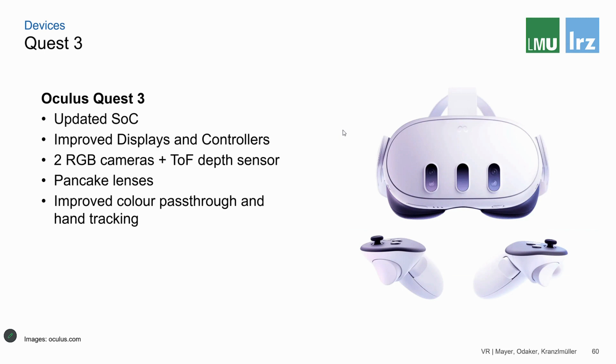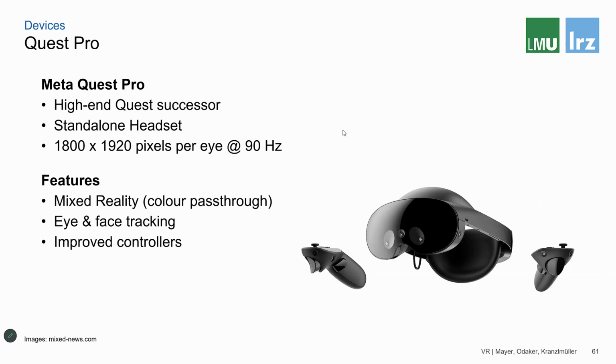And then they have one other device in their current lineup, after the Quest 3, and that is the Quest Pro, which is actually older than the Quest 3. So that was released about a year ago. Quest 3 was released this year. So the Quest Pro is considered to be the high-end successor to the Quest. It is also a standalone headset. It has 90 hertz screens, and it also has color passthrough and improved controllers. It also has eye and face tracking, which the Quest 3 does not have.